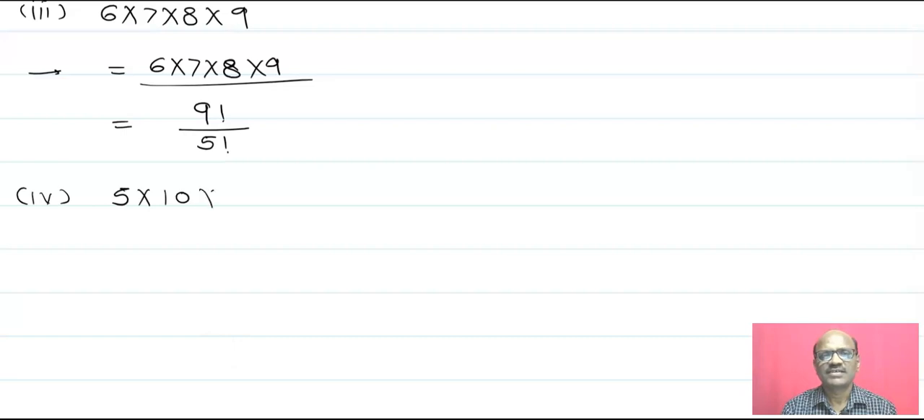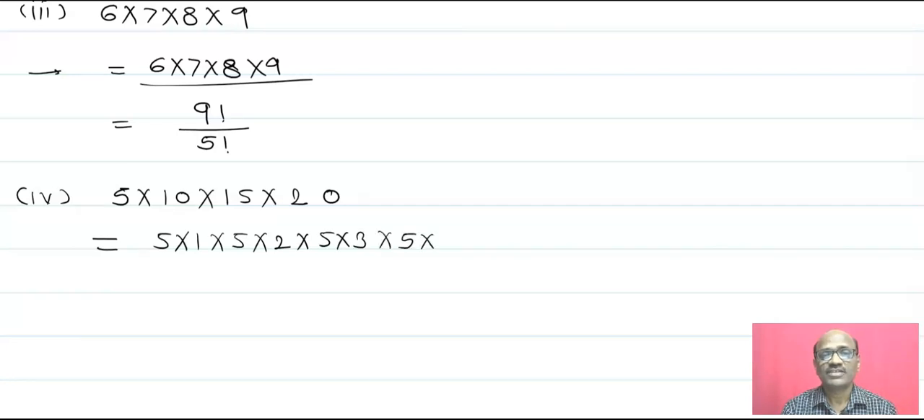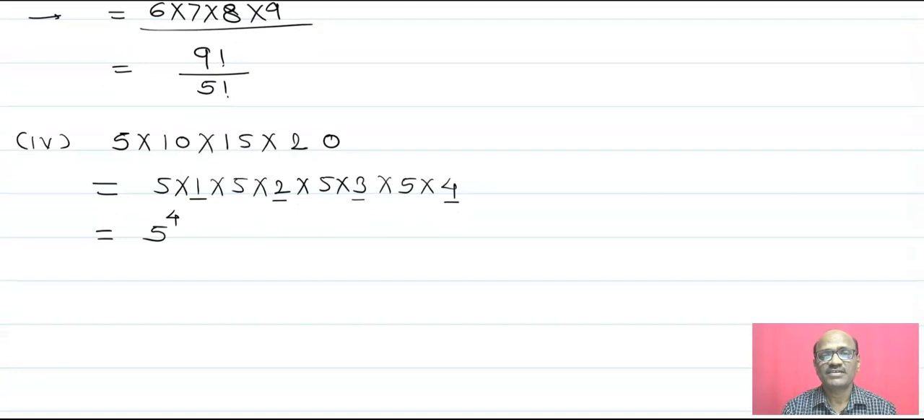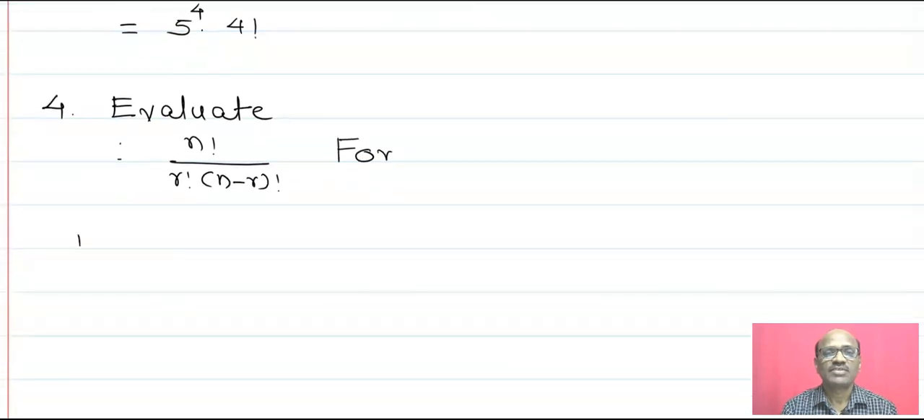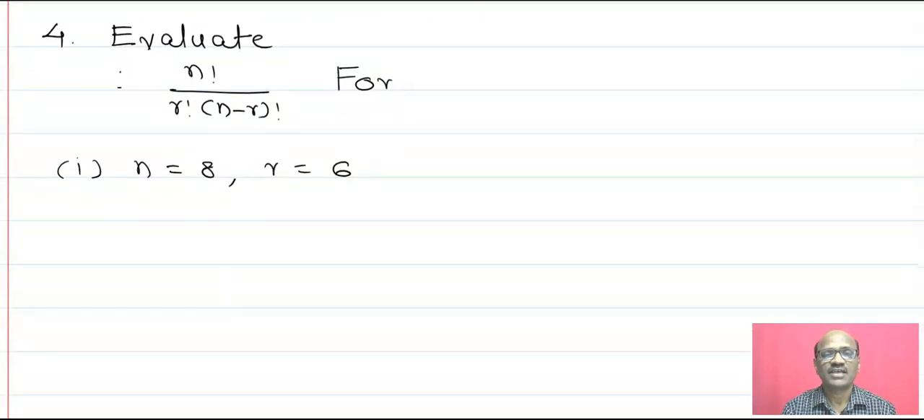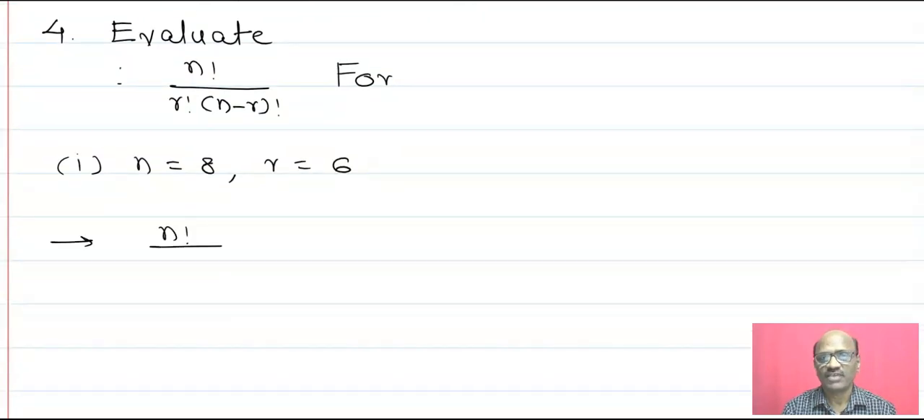Now next is 5 into 10 into 15 into 20. Now again this is repeated: 5 into 1, 5 into 2, 5 into 3 and 5 into 4. Now again 5, 5, 5 and 1, 2, 3, 4. 5 is repeated, 5 raised to 4 and 1, 2, 3, 4 means what? 4 factorial.